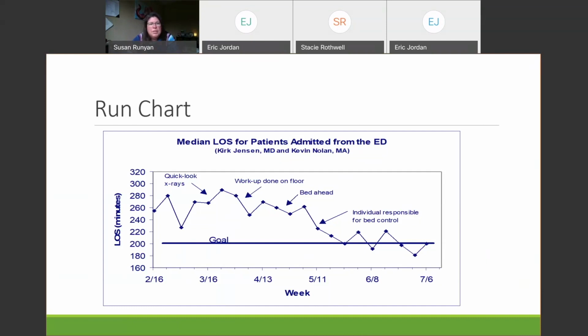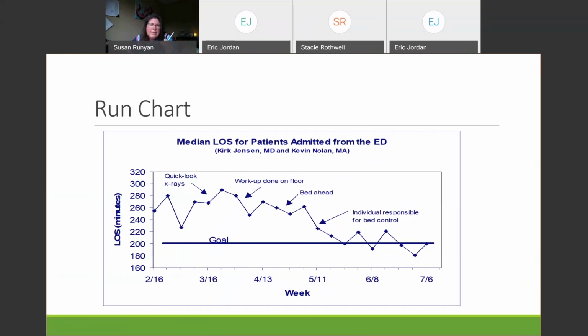So this particular one talks about median length of stay, and I like this one because it does several things. It gives us the time in weeks, so we know that we're measuring weeks down here. It gives us the median length of stay for patients admitted. It tells us who we're looking at, so admitted from the ED, and these are the doctors and the med assistants that we're looking at. Length of stay in minutes, so that's the other thing. It qualifies what it is we're looking at.